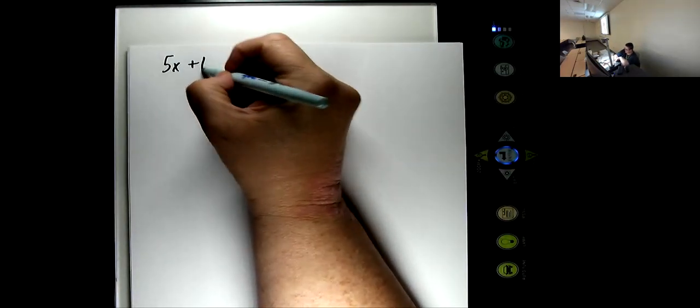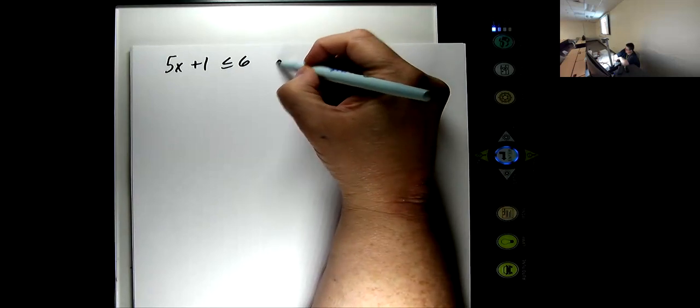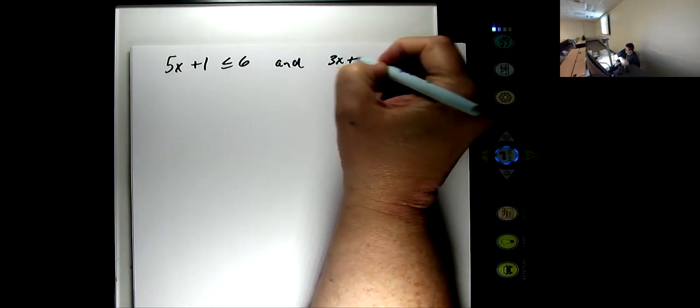5x plus 1 is less than or equal to 6. And 3x plus 2 is greater than or equal to 5.